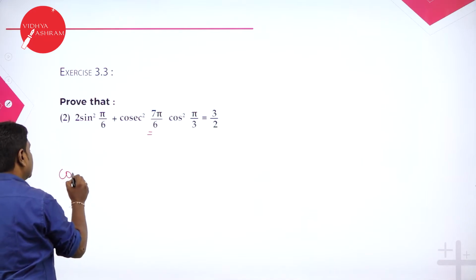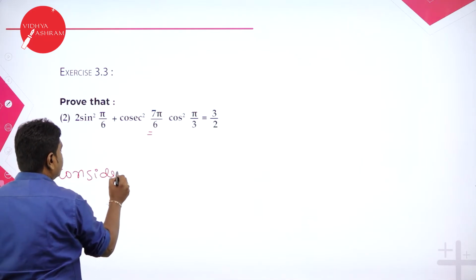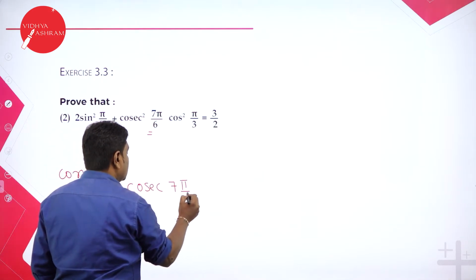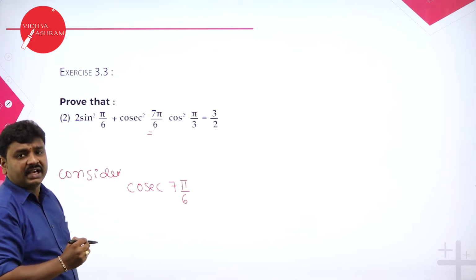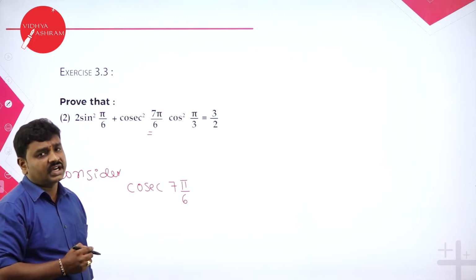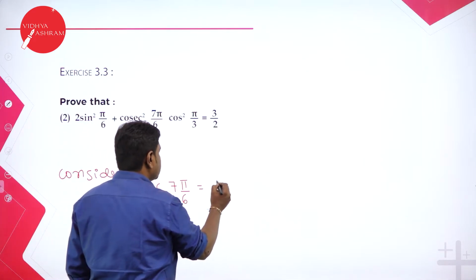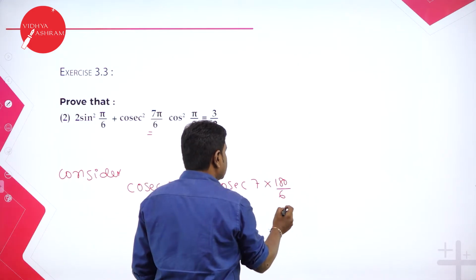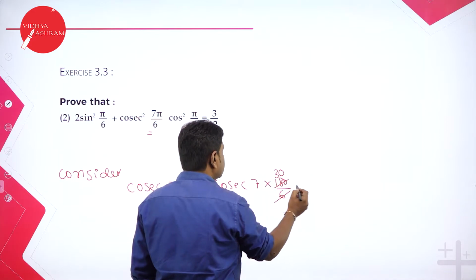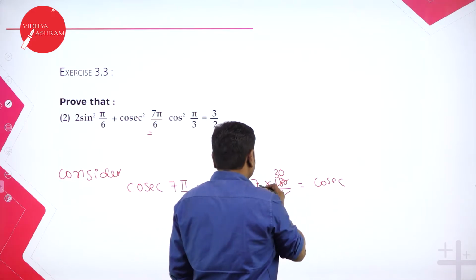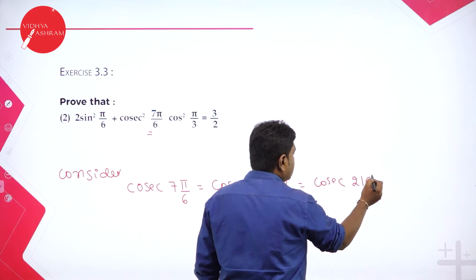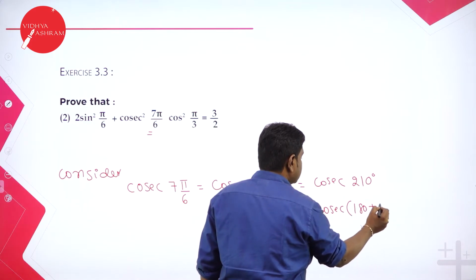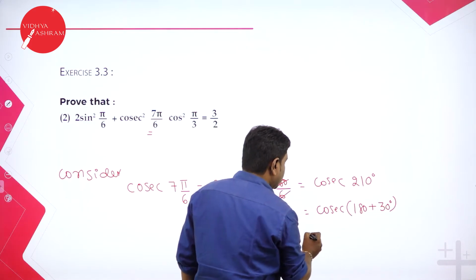So I'll consider only one value and find its value. Consider cosecant 7 pi by 6. Always we have to convert it using allied angles. In my last class I taught you ASTC rules and allied angles. Say cosecant 7 pi by 6 means cosecant of 7 times pi, which is 180, by 6. So 180 by 6 is 30. 7 times 30 is 210. Cosecant of 210 can be written as cosecant of 180 plus 30, cosecant of 180 plus theta.